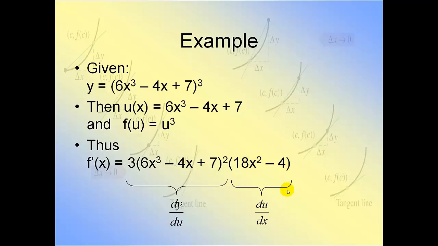And then the second part is the part that a lot of people forget, to go ahead and take the derivative of the inside part, the u. The derivative of u, since u is 6x^3 minus 4x plus 7, is going to be 18x^2 minus 4.